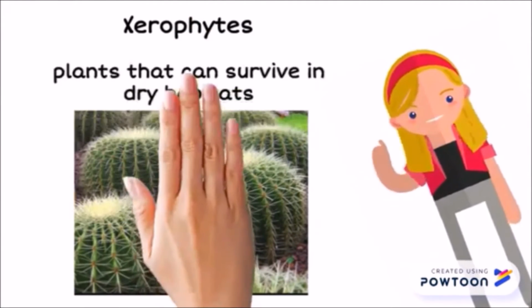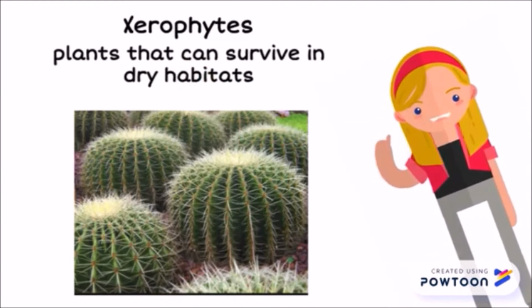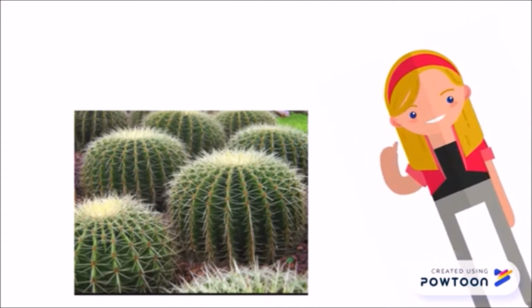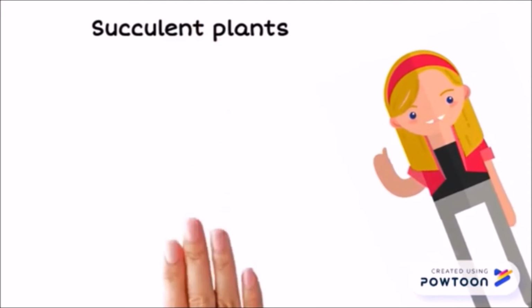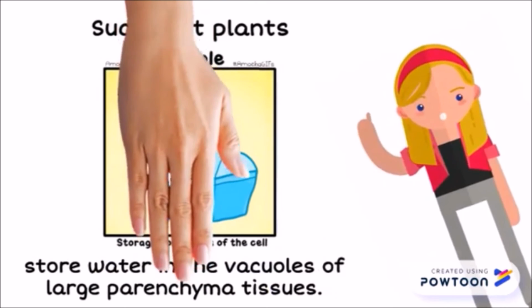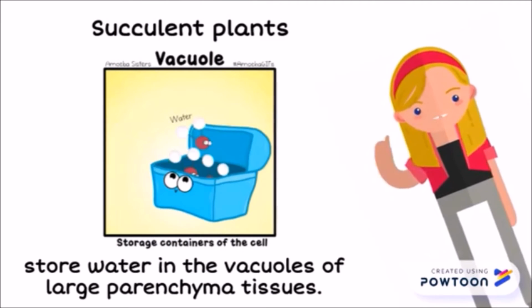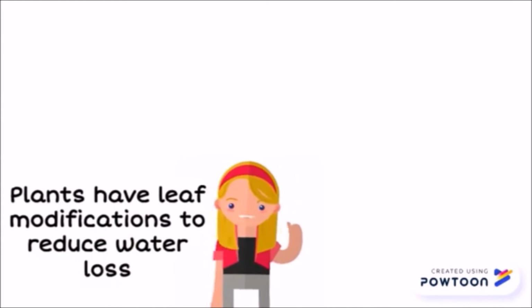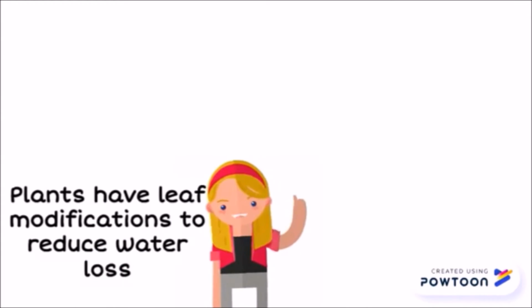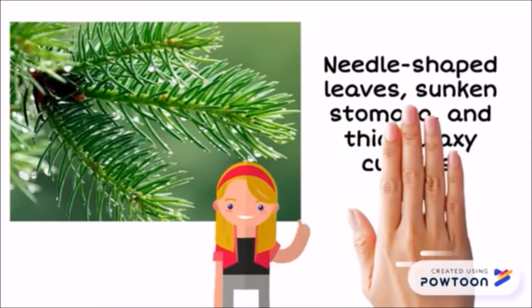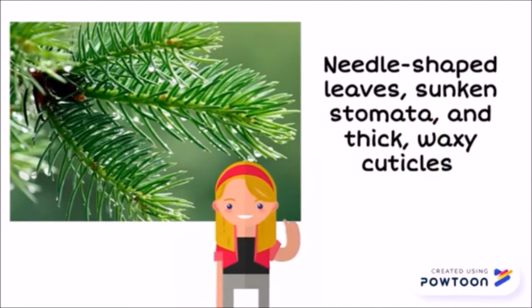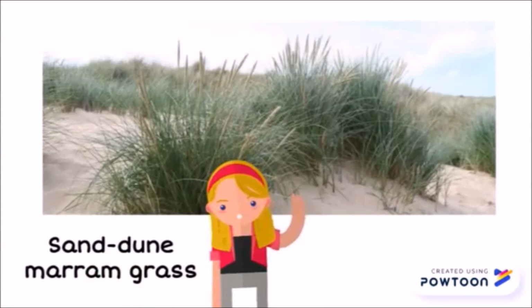Xerophytes are plants that can survive in dry habitats, such as deserts, and are able to withstand prolonged periods of water shortage. Succulent plants such as the cacti store water in the vacuoles of large parenchyma tissues. Other plants have leaf modifications to reduce water loss, such as needle-shaped leaves, sunken stomata, and thick waxy cuticles as in the pine. The sand dune marram grass has rolled leaves with stomata on the inner surface.